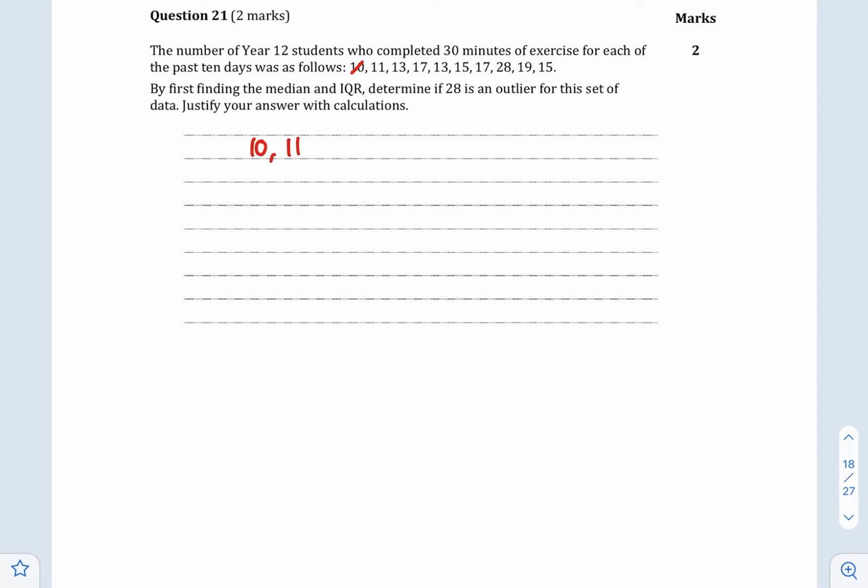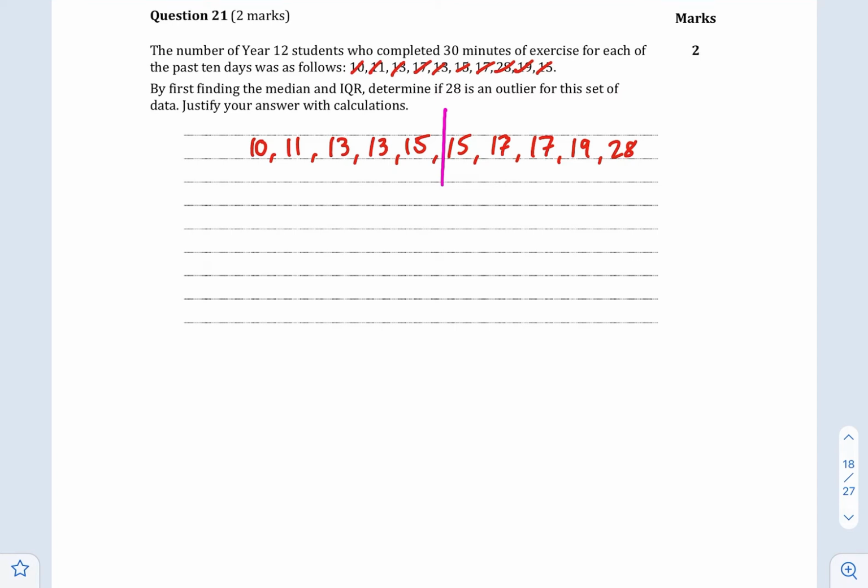I'm going to cross them off as I write them to make sure that I don't write anything twice. Oops, almost forgot 19. And then 28. Okay, so I've got all my data written there. Now we have 10 numbers here. So if I cut my data in half, which is there, that's where my median is.